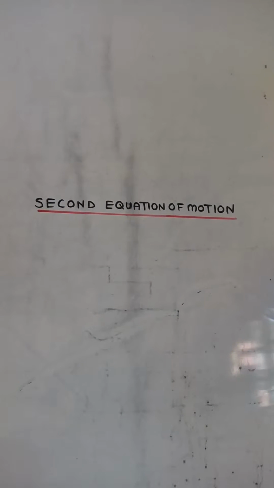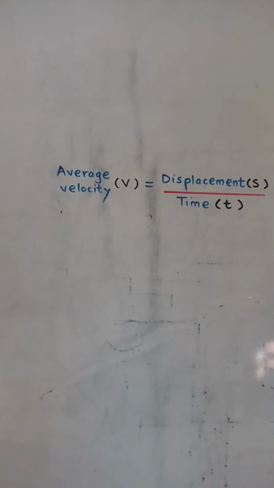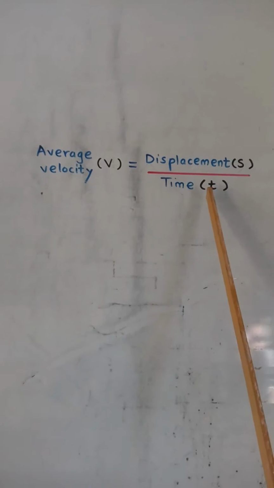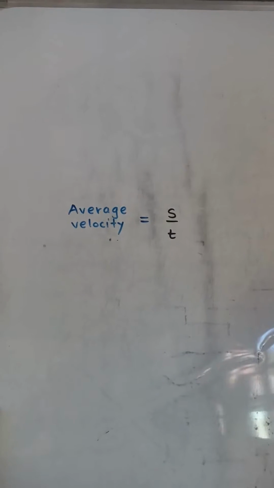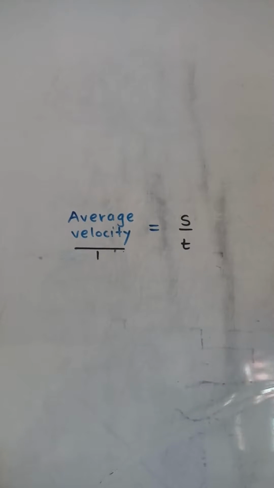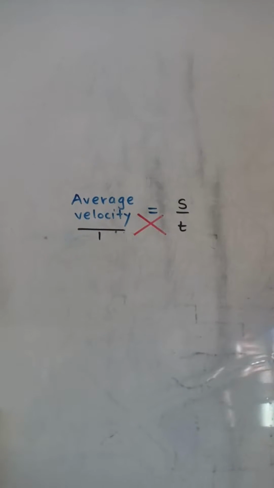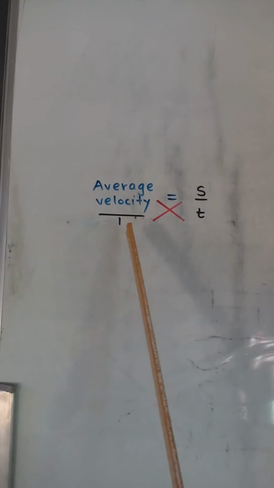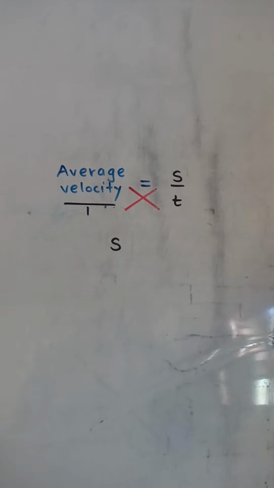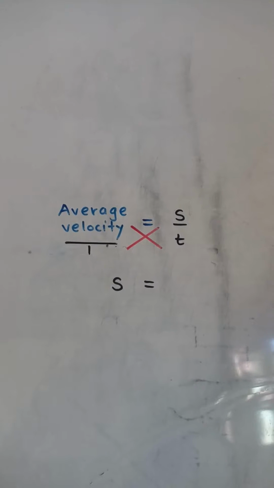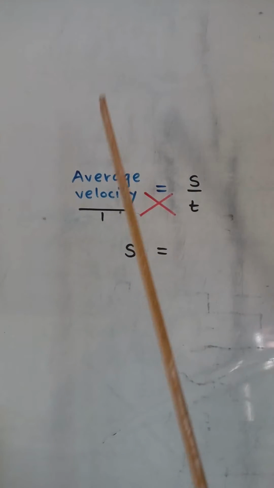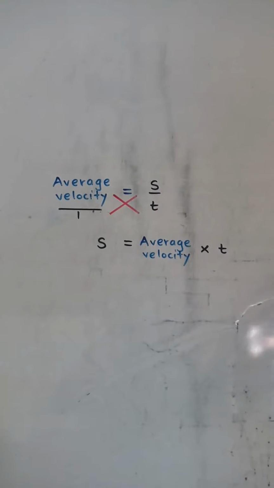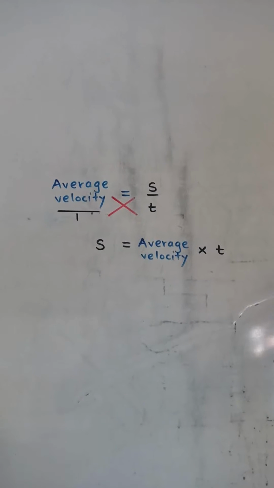Second equation of motion: from average velocity is equal to displacement over time. Average velocity is over 1. Cross multiplication. Displacement times 1 is equal to displacement, which is equal to average velocity times time.